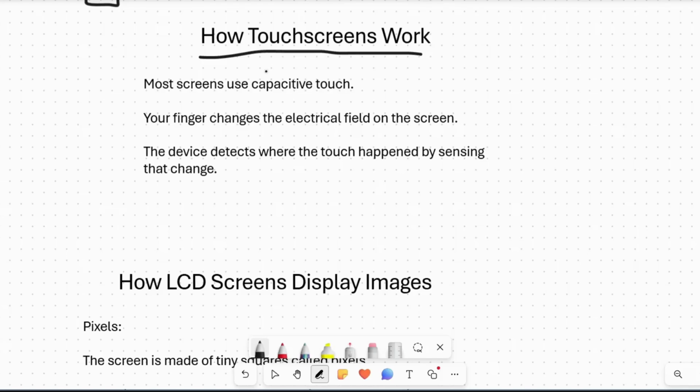In 2025 we all know about the touch screen because we have experience using touch mobile phones or touch smartwatches. Also most of you know about touch screen laptops. So how does the touch screen work? Most screens use capacitive touch. Your finger changes the electrical field on the screen. The device detects where the touch happened by sensing the change.